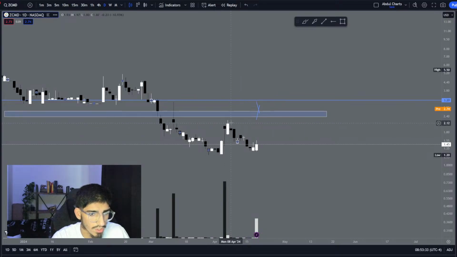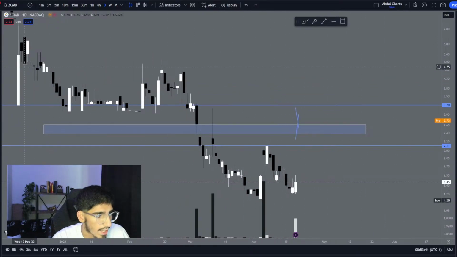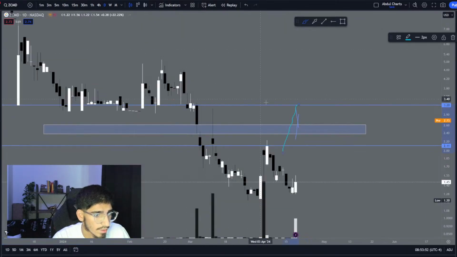We've broken this structure, okay? So we can draw a line here just in case, just to kind of mark out that structure. But now that we've broken over this structure and we're tapping this 320, you guys can see we tapped 320, right? Midday. So we go back to the daily. We tap 320. Now we're looking for a pullback into this demand zone, okay, for a move back up. That makes sense?